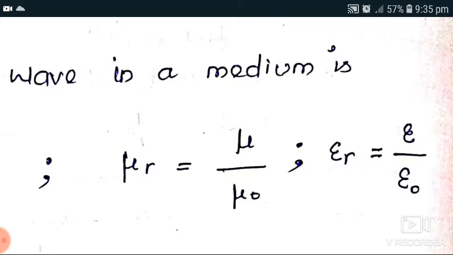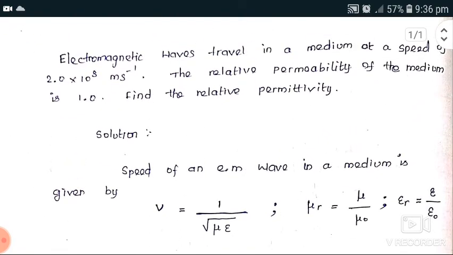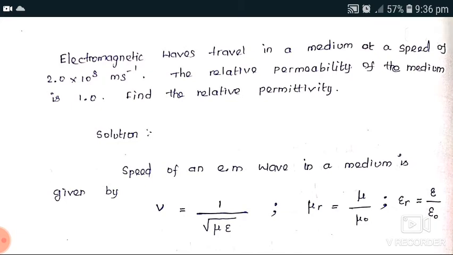We already discussed this yesterday in one question. The permittivity constant value is 8.85 into 10 to the power of minus 12 C squared N minus 1 m minus 2. The permeability constant value, mu naught, is 4 pi into 10 to the power of minus 7 T m A minus 1. Now we have discussed all the terms relative to the question. You must have understood what relative permeability and relative permittivity mean.